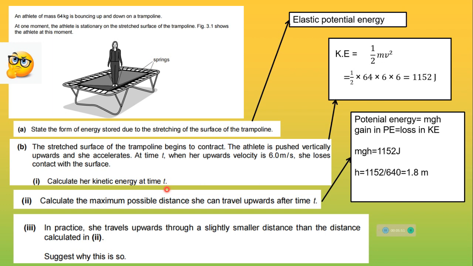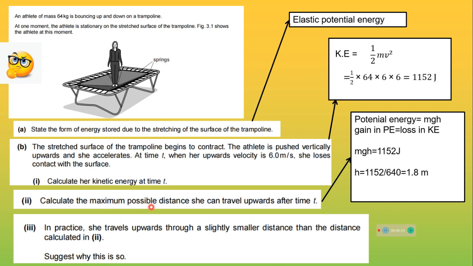Calculate her kinetic energy at time t. So the formula for calculating kinetic energy is half mv². m is the mass, given as 64 kg, and v is the velocity, 6 meters per second. It is 1152 joule. Joule is the unit of energy.